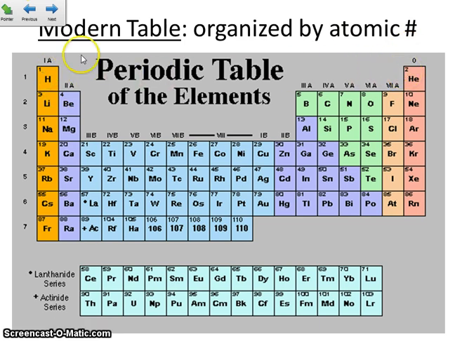And if you read this like a book, left to right, it goes 1, 2, 3, 4, 5, 6, 7, 8, 9, 10, and so on all the way down. Okay, and we notice that when we organize the elements by atomic number, now we're starting to see some patterns with the properties of these elements, and we're going to talk a little bit more about that.